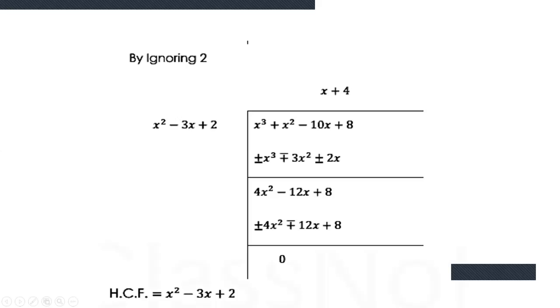If we multiply this term by x, then we get x cube minus 3x squared plus 2x. We multiply x to all the terms. By changing the sign, x cube will cancel. 3 plus 1 is equal to 4, and minus 10 plus 2, that is minus 12. And here is plus 8.